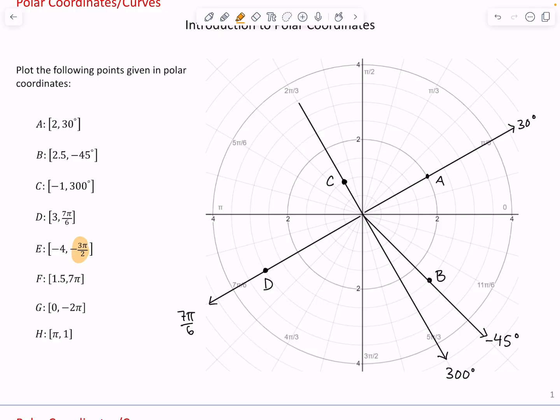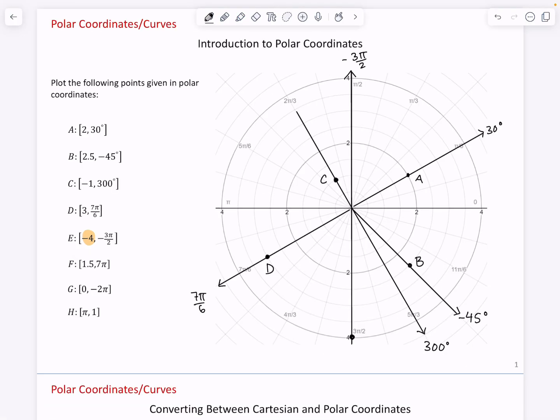For point E, we will rotate negative 3 pi halves, so that's clockwise 3 pi halves. That rotation winds up giving us a ray pointing straight up. Then we focus on the r, which is negative 4, which means we should go 4 units away from the origin, but in the opposite direction of negative 3 pi halves. That puts point E down here.